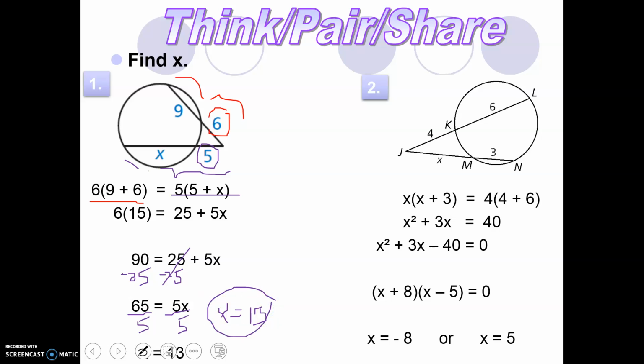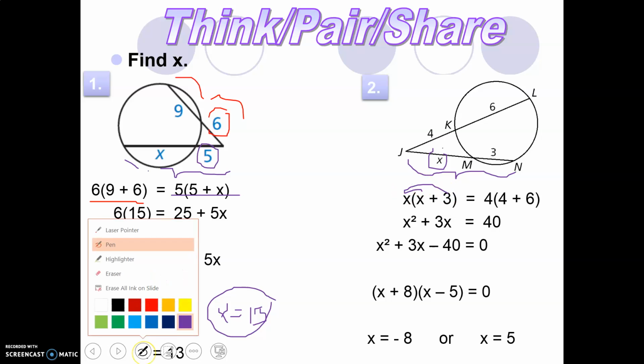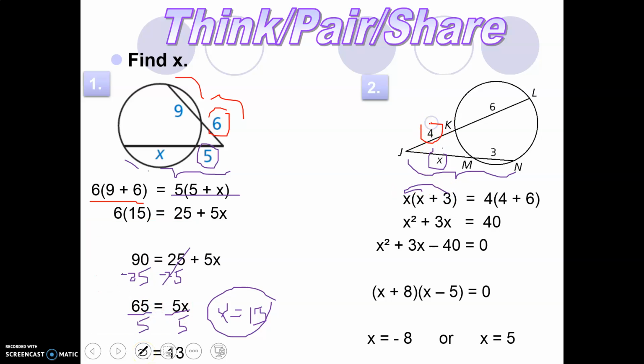All right, problem number 2. We've got the outer times the whole, x times x plus 3, which does involve some distributing. And then you've got 4 times the whole, 4 times 4 plus 6, which is basically 4 times 10. That gives us 40. Now we're going to have to move the 40 over to the other side. And you get x squared plus 3x minus 40 equals 0.